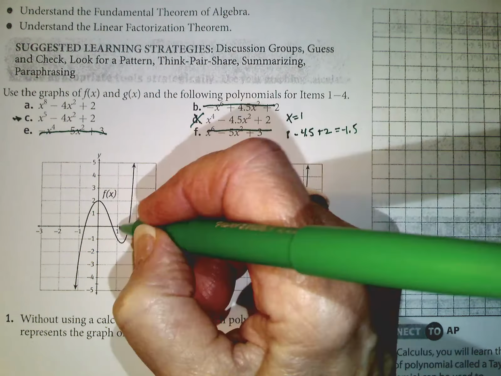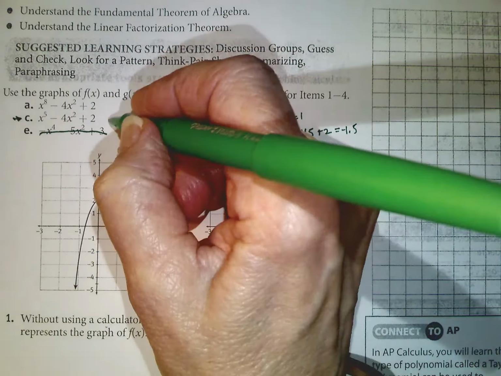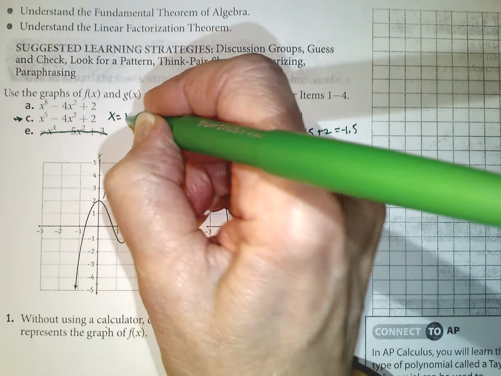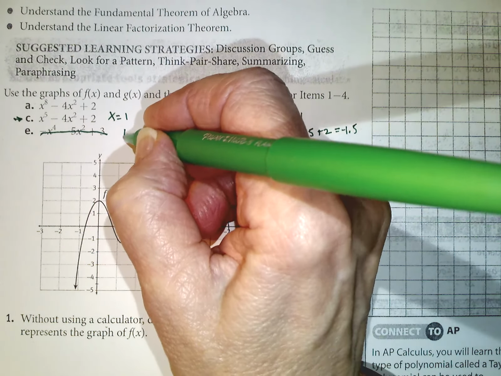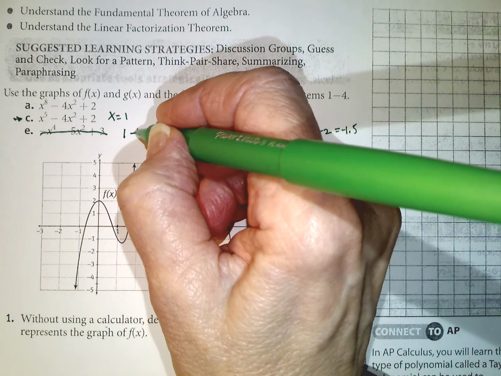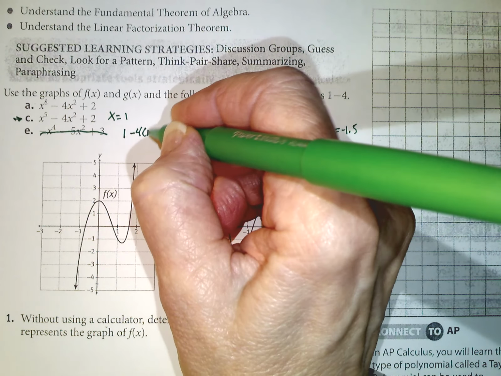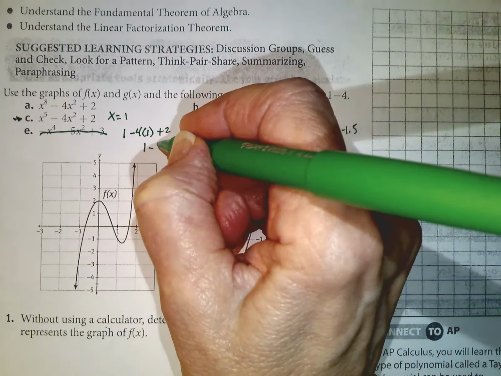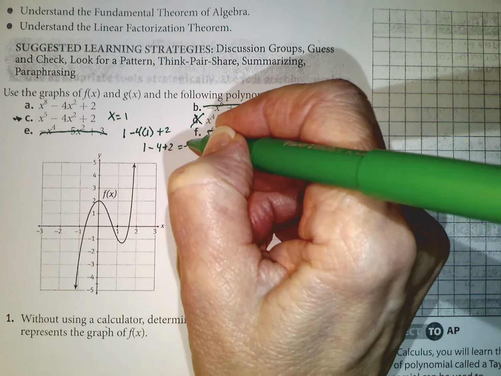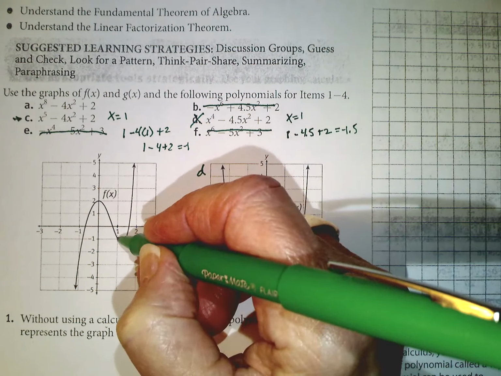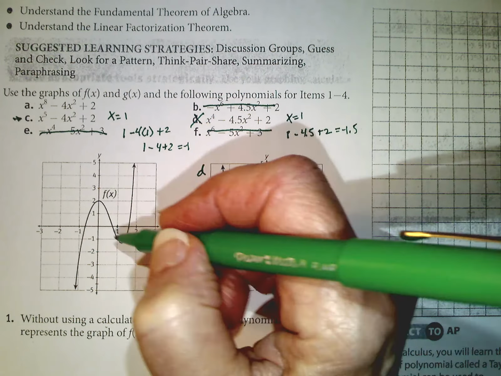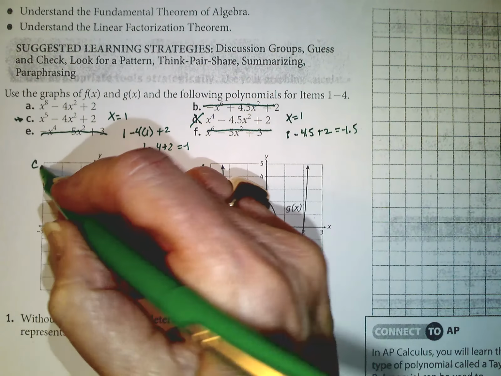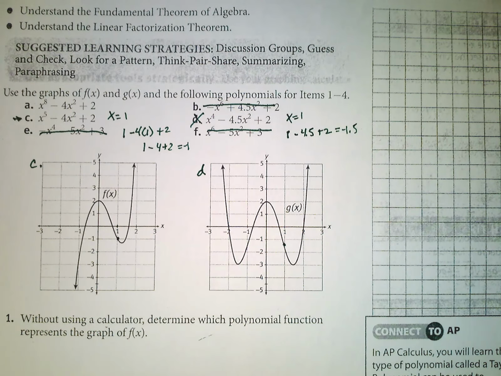We could again check, like try when x equals 1. So we'd have 1 to the 5th, which is 1, minus 4 times 1 squared, plus 2. Well, 1 minus 4 plus 2 comes out negative 1. And that is exactly where that graph is. So this would have to be choice C. And it's time for us to move on.